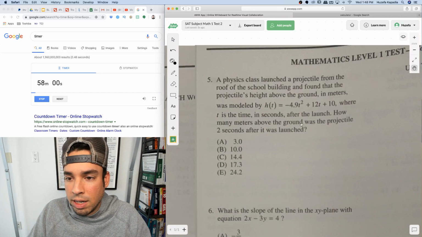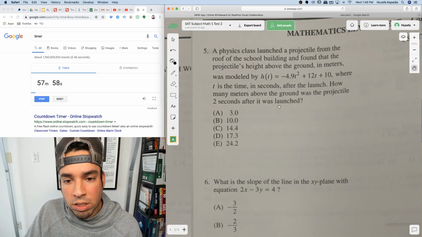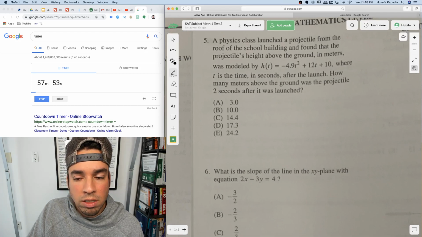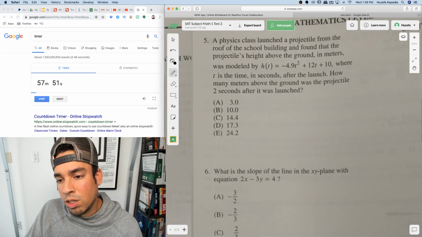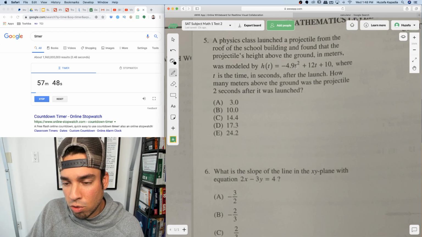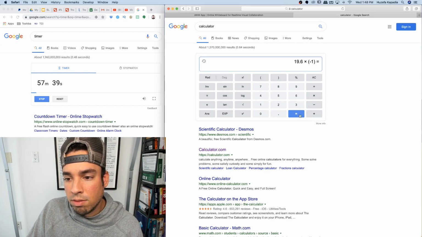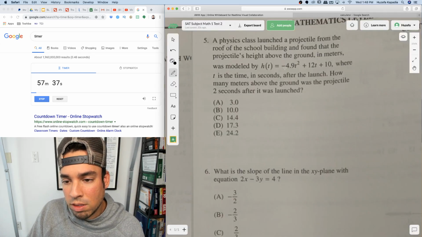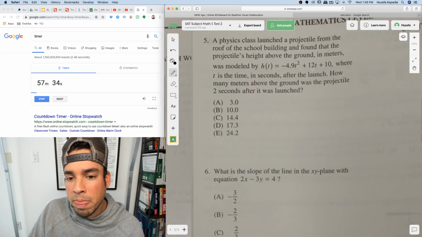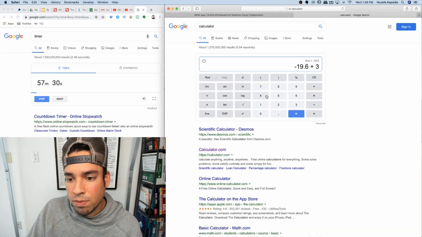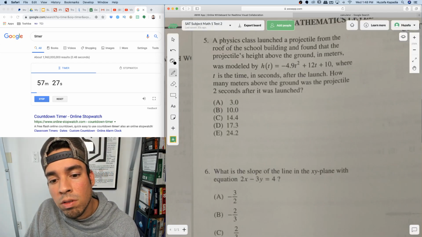Next. A physics class launched a projectile from a roof. How many meters above the ground was the projectile 2 seconds after it was launched? Just plug in 2 for t. We can use a calculator, which I will. 2 squared is 4, times 4.9, times negative 1, so it's negative 4.9 times 4. Then plus 12 times 2, which is 24, and plus 10 is 34. So plus 34 is 14.4.